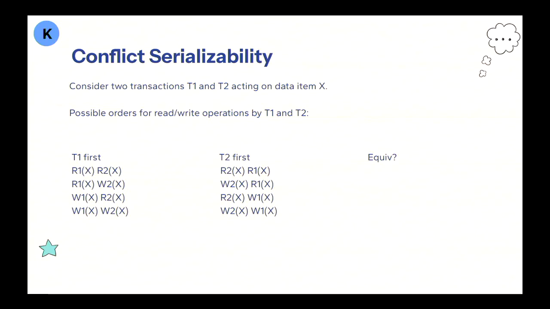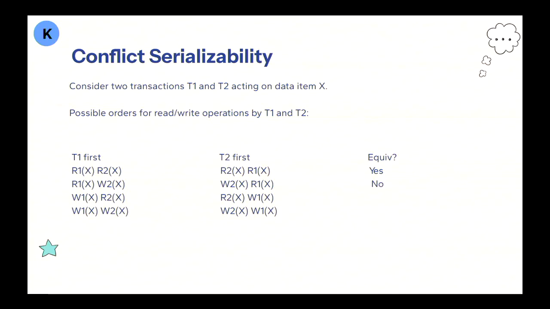Yes, it is actually equivalent, because they are essentially reading the same data; they are not modifying the data at all. Let's see the second scenario. T1 reads X first, and then T2 writes X. The second case is T2 writes X first, and then T1 reads X. Are these two equivalent? Will they behave the same?